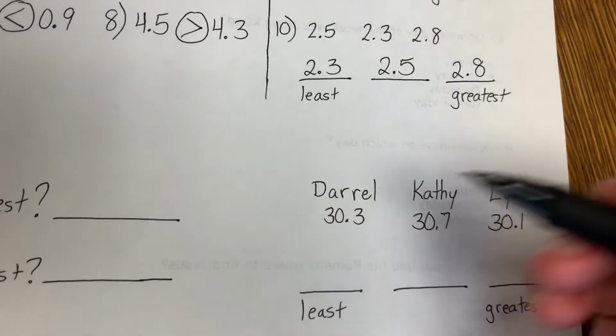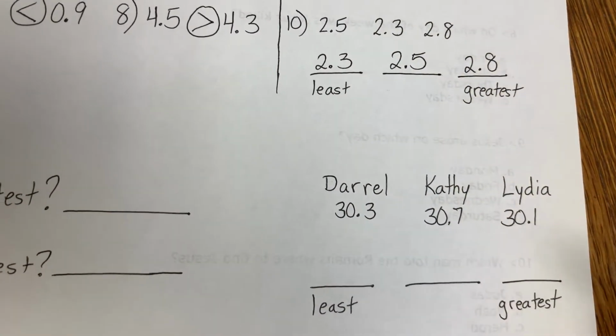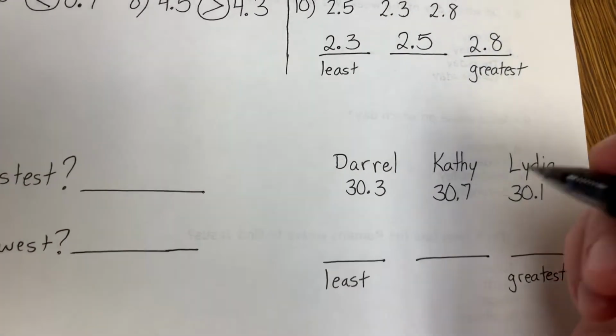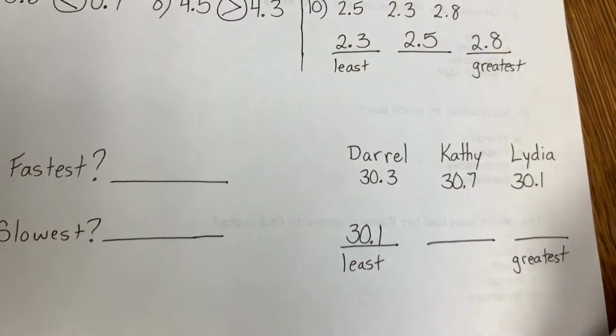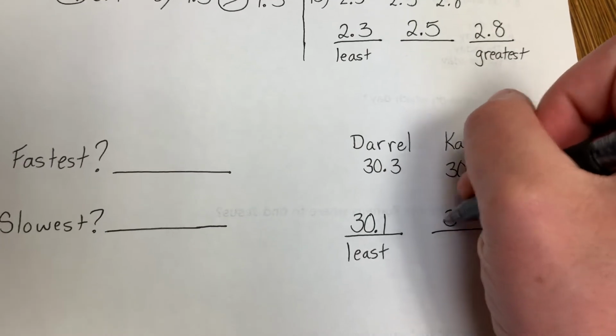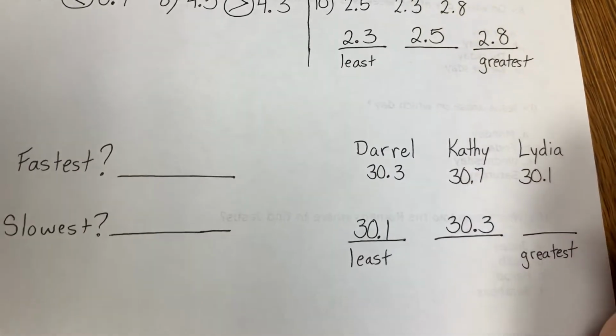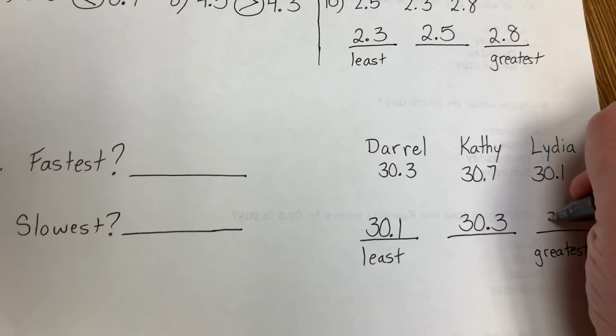Okay, so they all were in 30 seconds, and so we have to look at the tenths place. Lydia had the least amount of time with 30.1. Then Daryl came in with 30.3, and Kathy came in with 30.7.